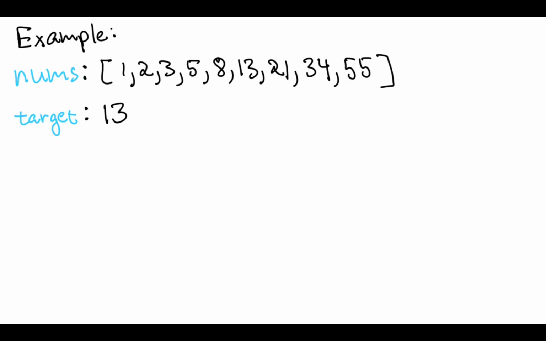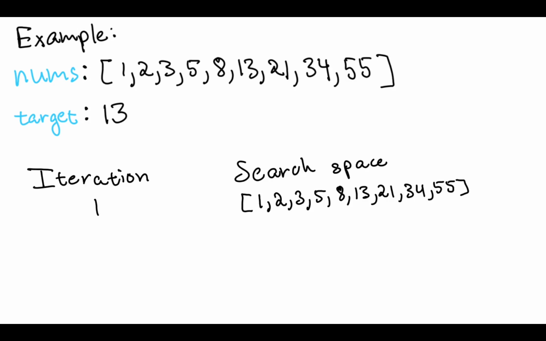If we're trying to search for 13 over here, on the first iteration, the search space is the entire array, but we take the middle element, which is 8, because we have four numbers on either side. So we take 8, we see 13 is greater than 8, so we know that 13 must be in the last 4 elements of the array. So we can shrink the search space to just the last 4 elements of the array.